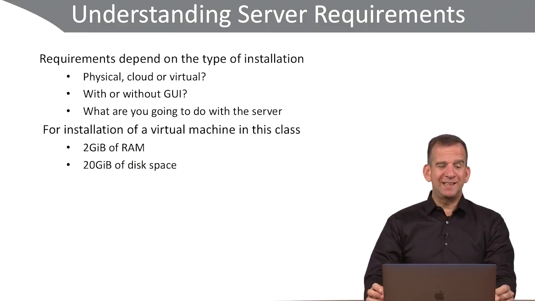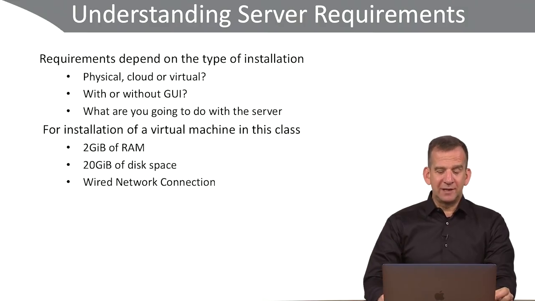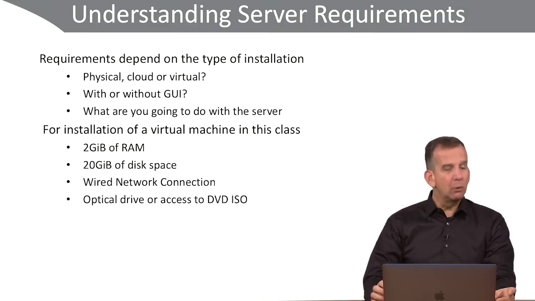Also, we need 20 gigabytes of disk space. And we need wired network connection. Apart from that, you need something to install it from. That means you need an optical drive or access to the DVD ISO. The ISO file itself can be downloaded from redhat.com or from centos.org. So that depends on the type of installation that you are going to do. And I'm just going to assume that you have already taken care of getting the ISO file so that you can get started with the actual installation.